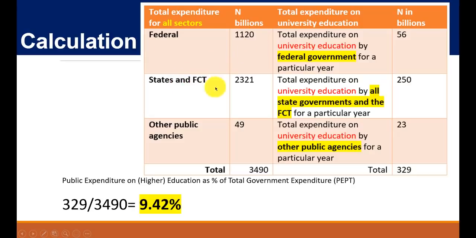For the states and FCT, let's assume it's this. And I will tell you the error that many people make, and I want you not to fall into that trap. They will say the Nigerian government's expenditure on this is only, they only divide this by this. But that is not Nigeria. You have to go to every state, get how much they have expended on Lagos State University, Kwara State University, and other universities, all the universities in the states and the FCT.